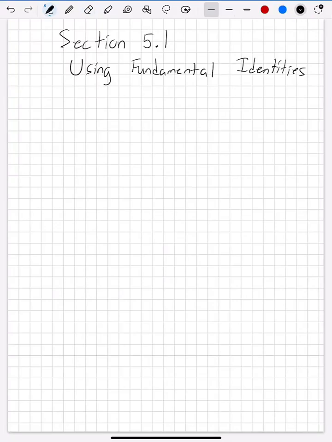Alright, so for section 5.1, I'm going to talk about using fundamental identities to simplify trig functions. And here are the trig identities that we want to know. There's a few more in the textbook. If you run across a problem that involves one, you can just look at the list in the textbook. But here are our basic trig identities.